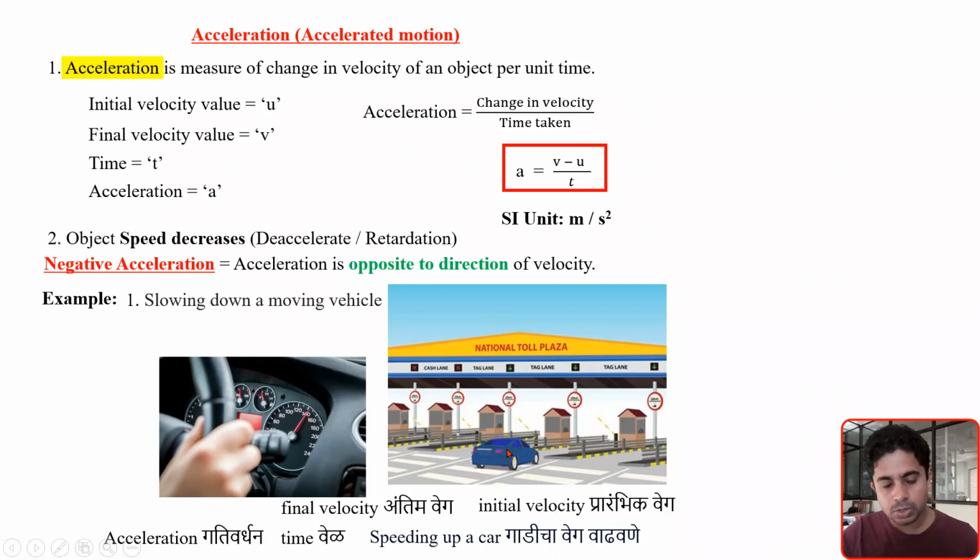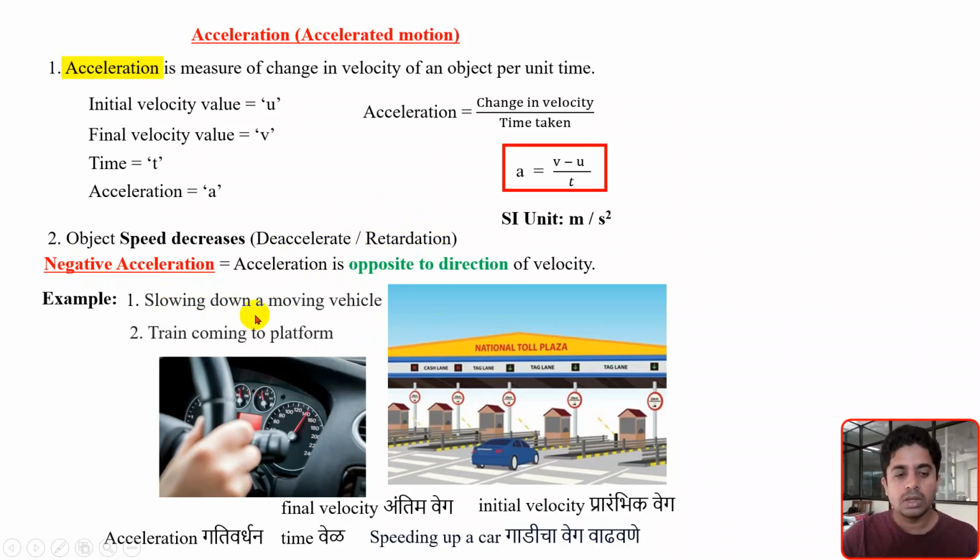We are applying the brake also, and because of the white patches there is also some opposition to the motion of the car. In that case, I can say whenever the vehicle is slowing down its speed, the car is in negative acceleration, the car is retarded.